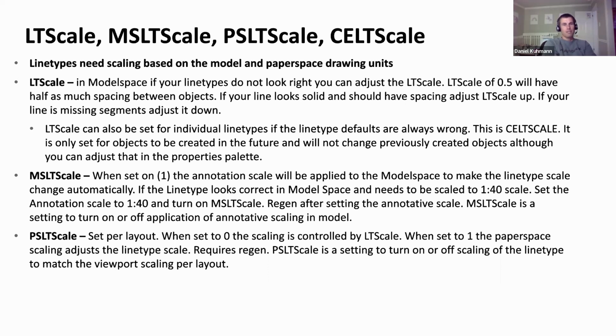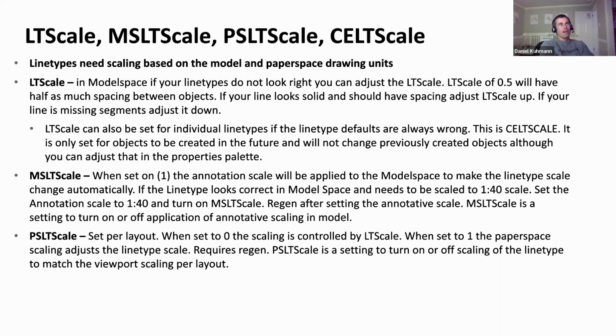This only applies to objects drawn after that point, so don't set CE LT scale and expect everything of that line type to adjust. But you can go into the line type command and change the line type scale there, and that's adjusting the CE LT scale. You can adjust it in the properties, but basically it lets you give a specific line type a longer or shorter LT scale than other line types. So object specific typically is how you would use that one.